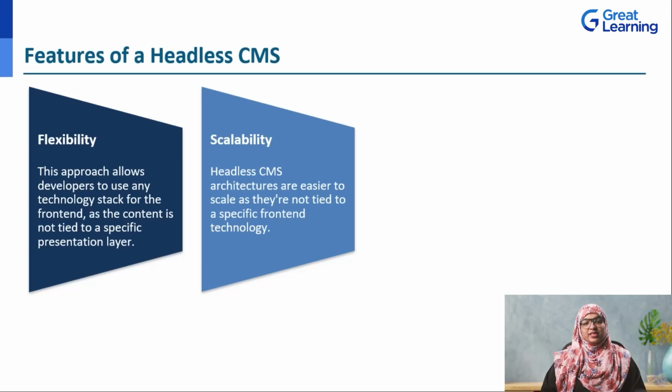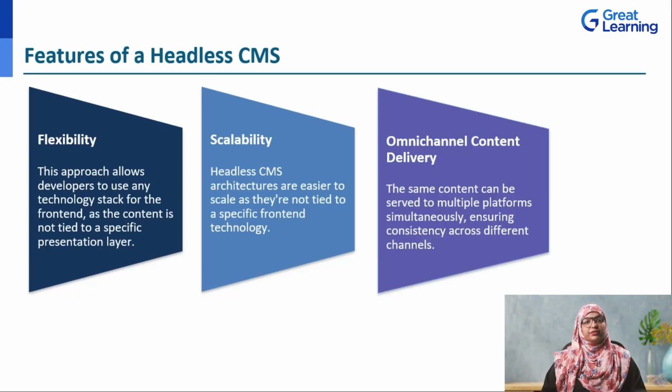And then the next feature is omni-channel content delivery. That is, you're using the same content, in contrast to the traditional CMS which I just discussed a while ago. The same content can be served to multiple platforms simultaneously, ensuring consistency across different channels. For example, you have a news channel and you want the updated news to be sent across different sources, like news blogs, TV news, and news on your mobile apps, right?